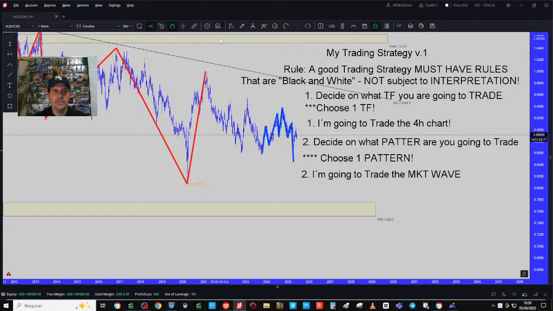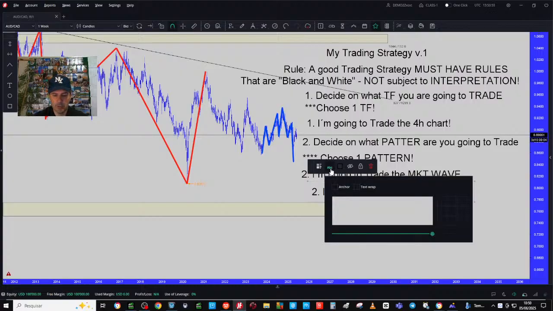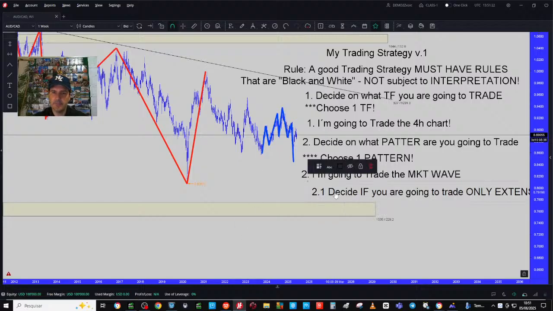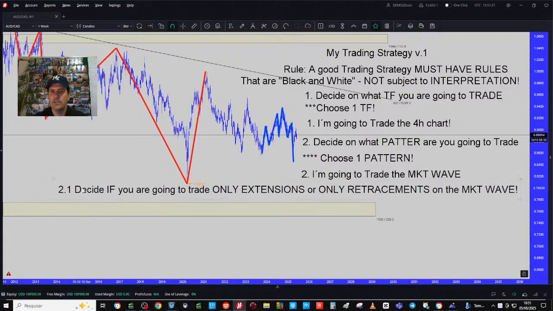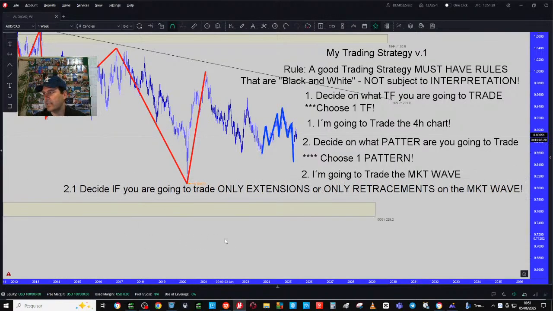Now, because we're talking about patterns, right? Some different patterns. Now this is specific for the market wave. So it's 2.1. Decide if you are going to trade only extensions or only retracements on the market wave. Okay, everybody? 2.1. There you go. Oh, I want to trade extensions and retracements.